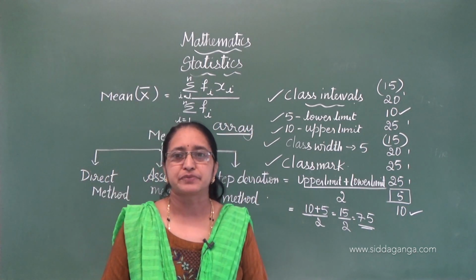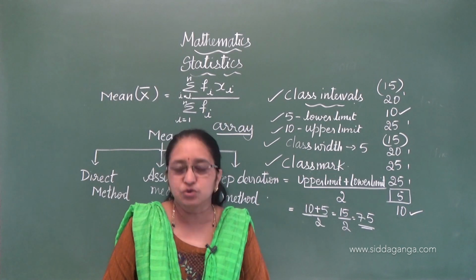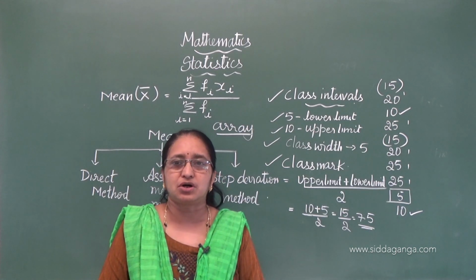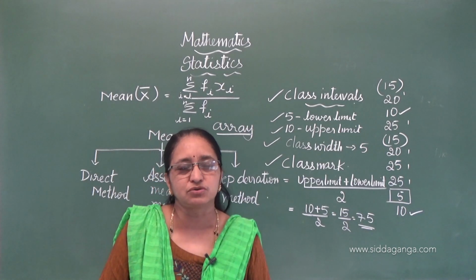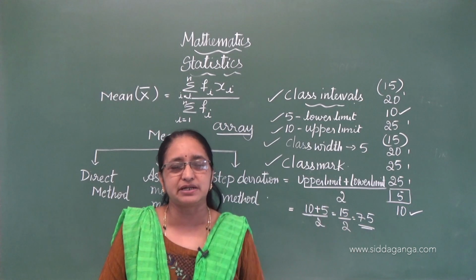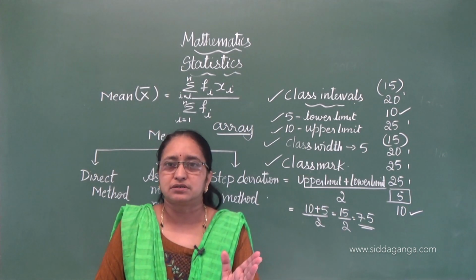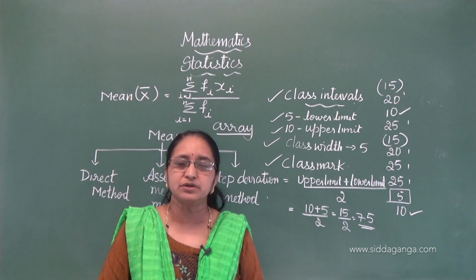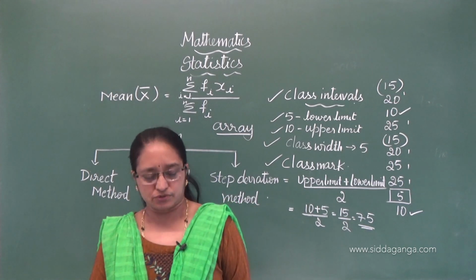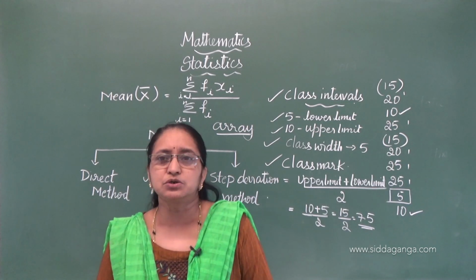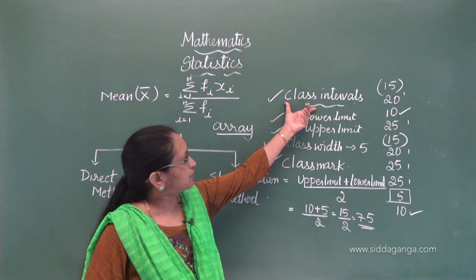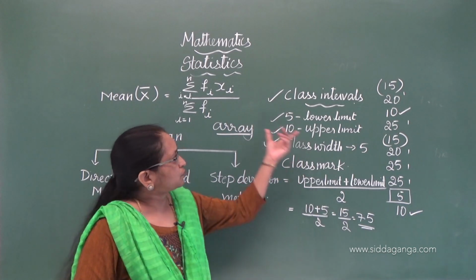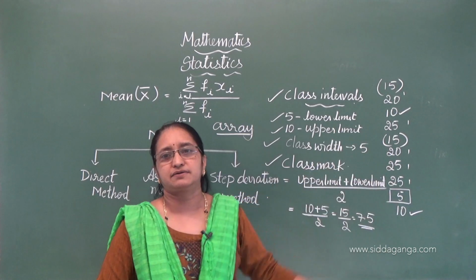We also studied grouped data and ungrouped data, and saw the difference between them. All these days you studied only ungrouped data, how to find the mean, median and mode. This year you are going to study the measures of central tendency, that is mean, median and mode, of grouped data. The group so formed is called a class interval.